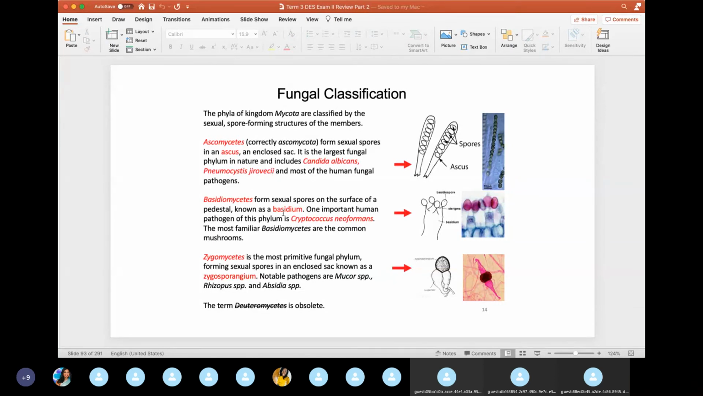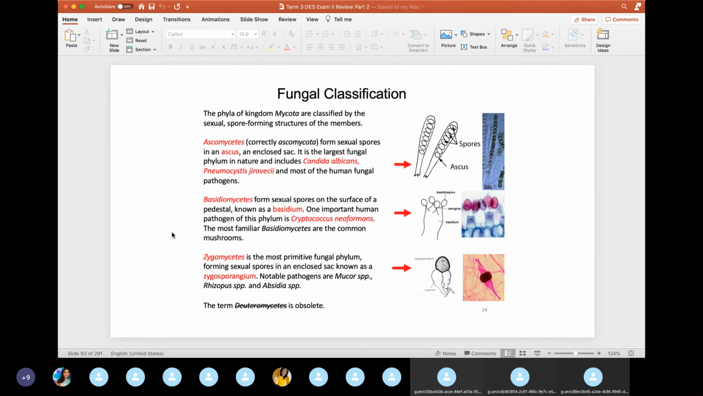For Basidiomycota, think Cryptococcus neoformans. Most common cause of brain infection in HIV AIDS patients, with a CD4 count less than 50. Cryptococcus neoformans. Zygomycota, they have sexual spores in a sac called zygosporangium.